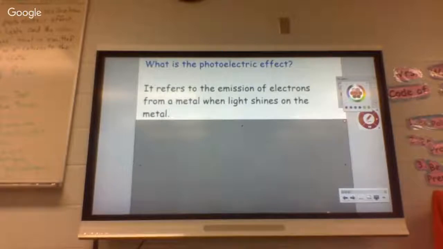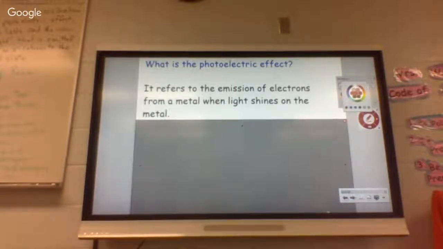Alright, so the photoelectric effect is one of the things that we can talk about to illustrate how electrons can behave as waves and particles. Now, first of all, what is the photoelectric effect? It refers to the emission of electrons from a metal when light shines on the metal.